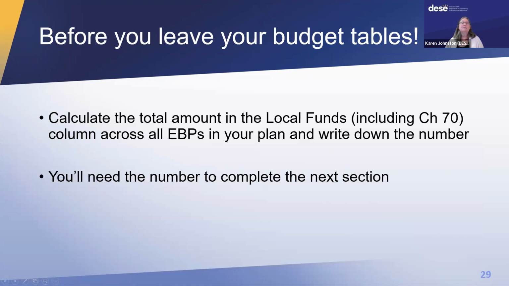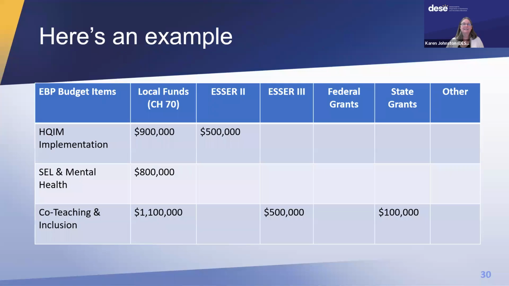So we just wanted to say, before you leave your budget tables, we're going to ask you to calculate the total amount in the local funds column, including Chapter 70, across all the EBPs in your plan and write down the number, because you're going to need it to complete the next section. What do we mean by that? Here's an example of this approach.